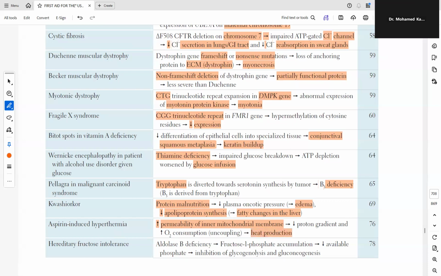Hereditary fructose intolerance is aldolase B deficiency, leading to fructose 1-phosphate accumulation, which reduces available phosphate and causes inhibition of glycogenolysis and gluconeogenesis.